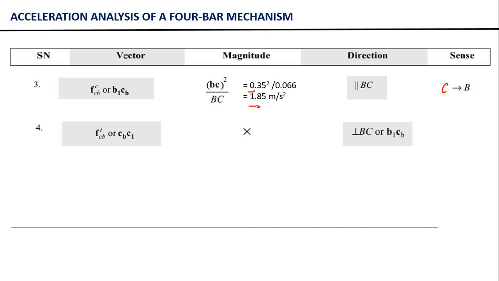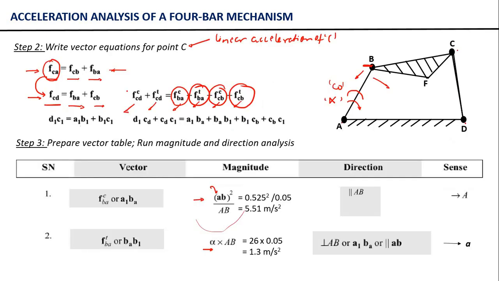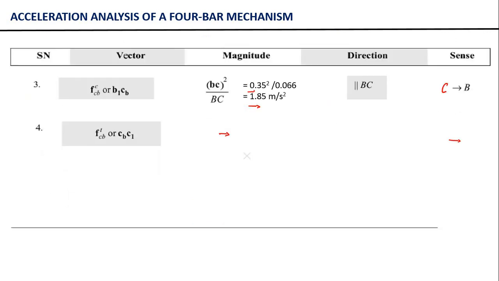Let's come to this question. Obviously right now we don't know the sense, whether this vector will be pointing upward, downward, towards left or towards right. So let us mark that the sense is not known to us. We will simply put a cross sign in the table. Now again, let's move to the last vector. The last vectors which are left are these two, the acceleration of C relative to D. So let's go to each of these vectors one by one.